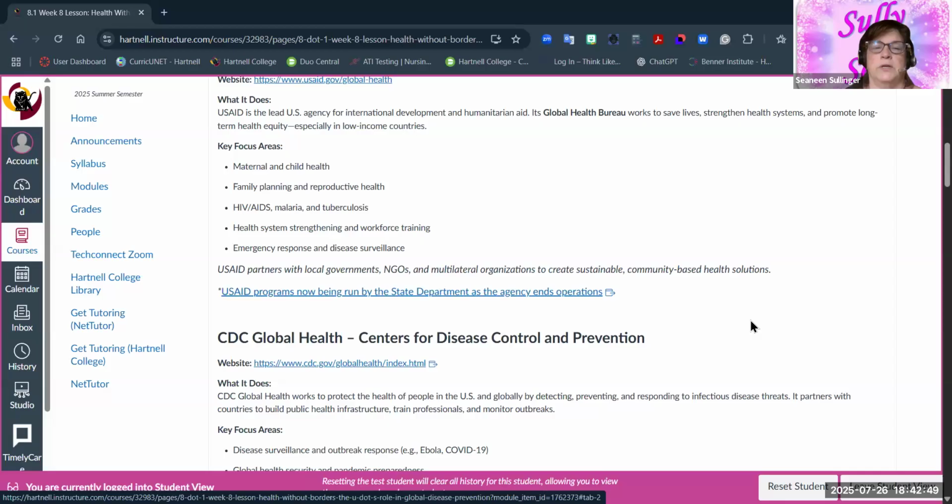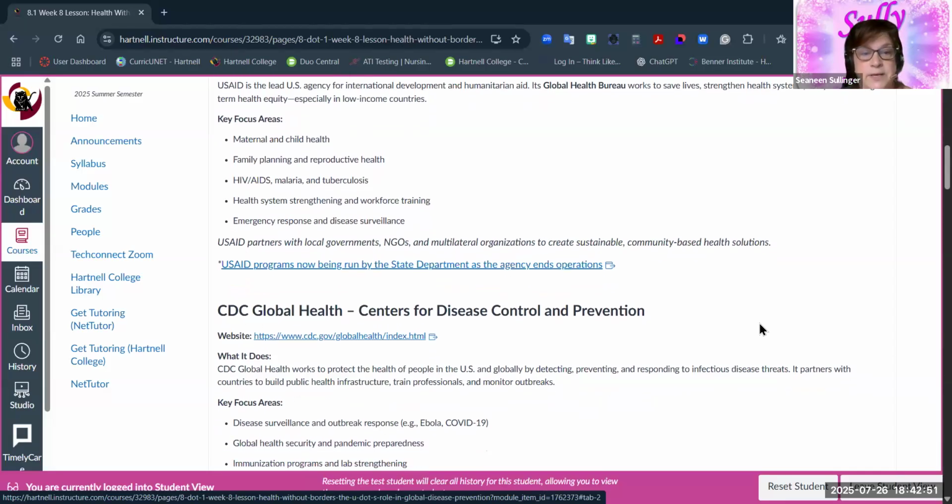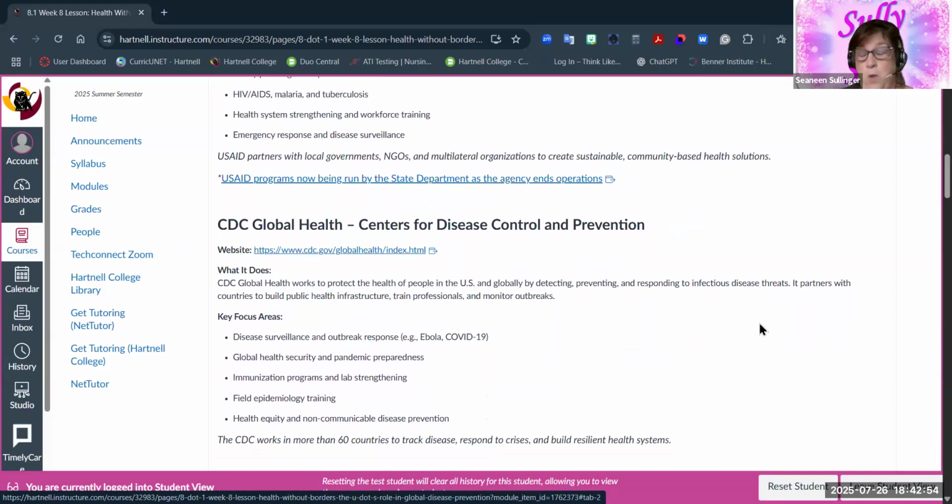NGOs, or non-governmental organizations. CDC, right? Centers for Disease Control and Prevention. I think everybody's heard that name and is familiar with the CDC. There is their global health page, or you can just go to cdc.gov. This is the global health piece of the Centers for Disease Control. It protects people in the US as well as globally. It detects, does prevention education, and responds to infectious disease threats.